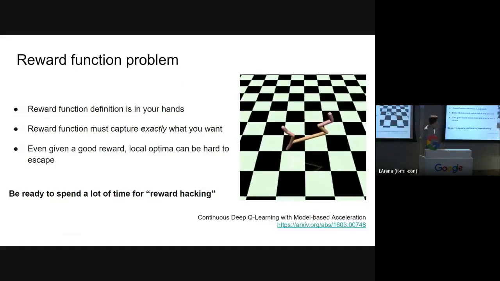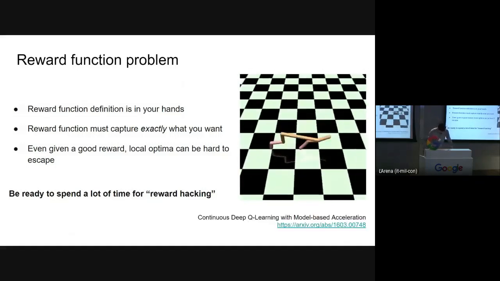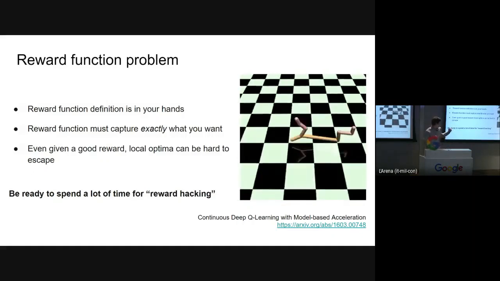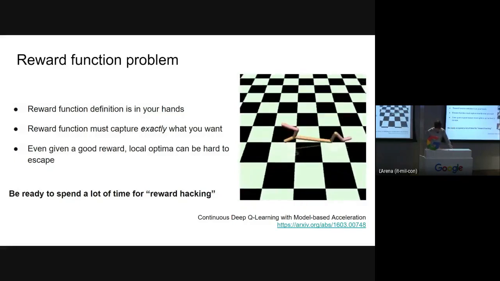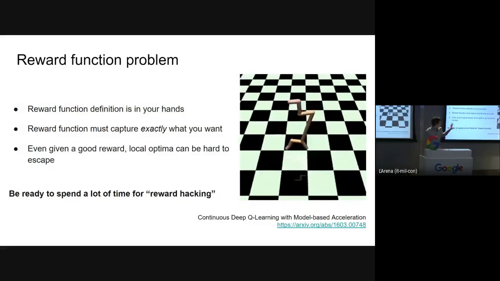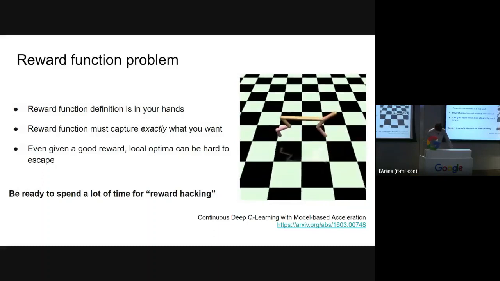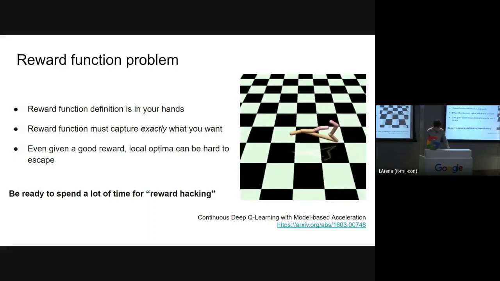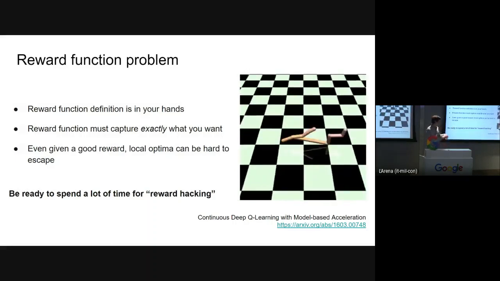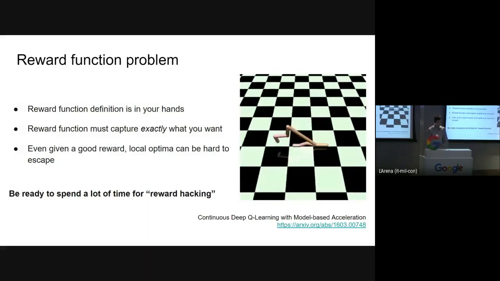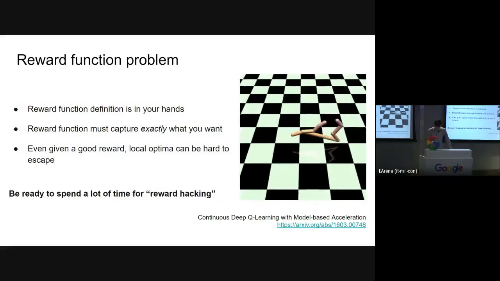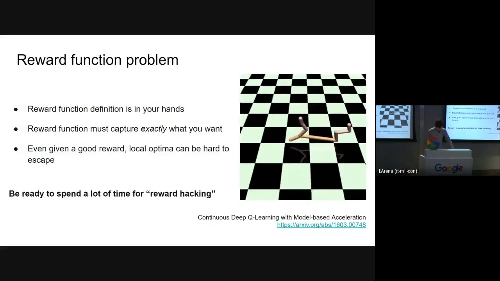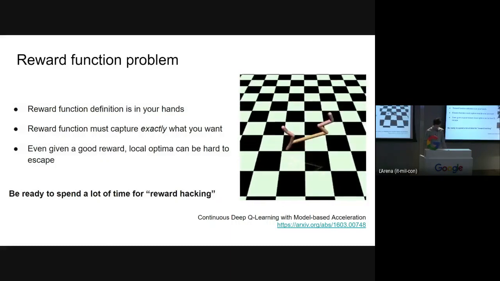For instance, look at this. As you can see, this half cheetah learns to flip and maximizes its velocity, but in a very strange position. And it moves at about 1/3 of the speed it would if it was the correct way up. So just be ready to spend a lot of time on so-called reward hacking. This brings us to our own experience.